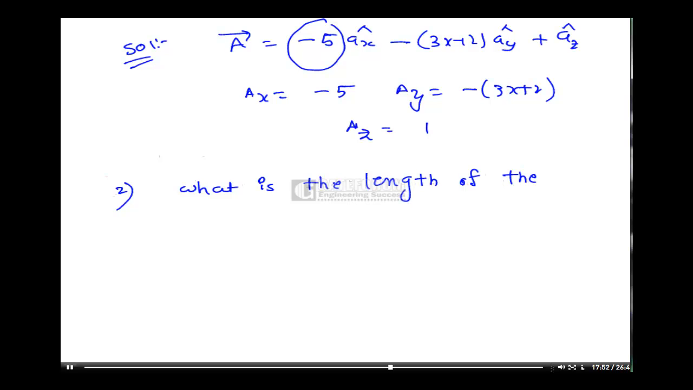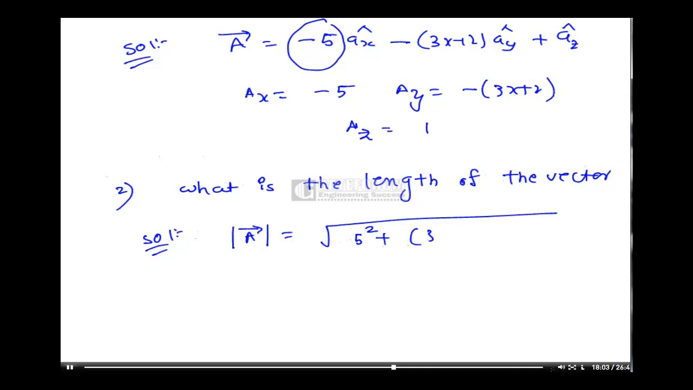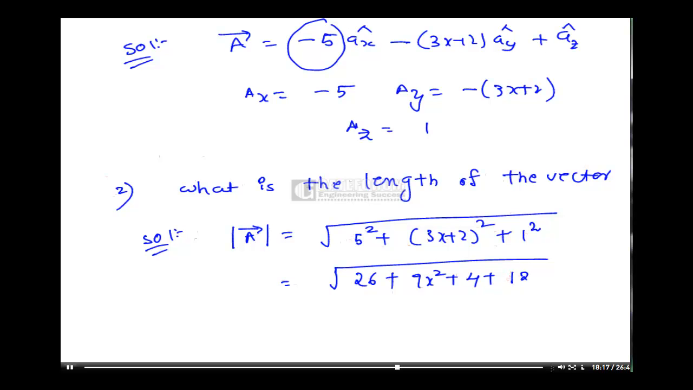What is the length of the vector? It is very simple. The length of the vector is nothing but the magnitude of a bar. That is given by the square root of (5 squared plus (3x plus 2) whole squared plus 1 squared). So this is nothing but the square root of 26 plus 9x squared plus 4 plus 12x, which is the square root of 9x squared plus 12x plus 30. Depending upon the x value, we will get the magnitude of a bar. So this is the length of the vector, which is dependent upon x.